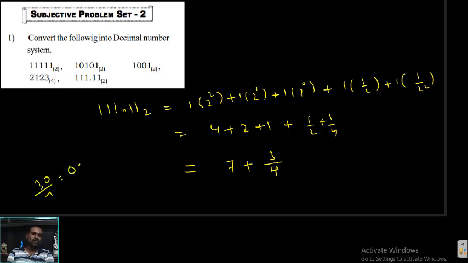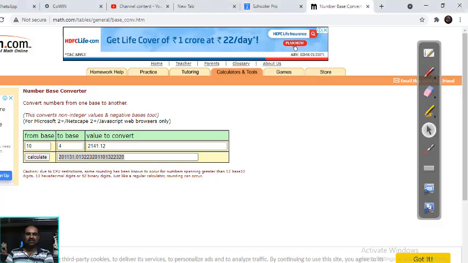3 by 4, what is that? 0.75. So what I can say, this is nothing but 7.75 in our decimal system. Okay, so we can check using that web link also. 111.11. So what we did, we converted base 2 to base 10.